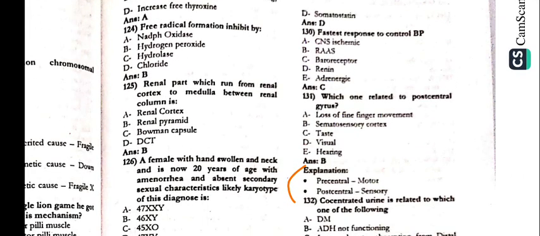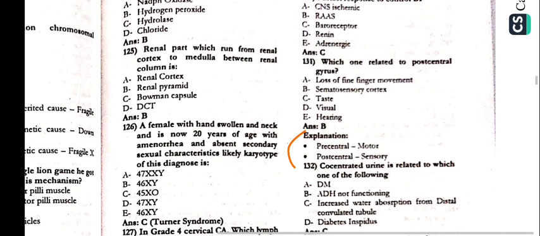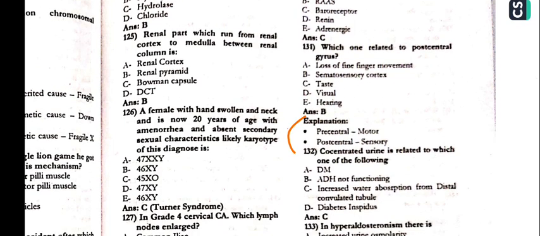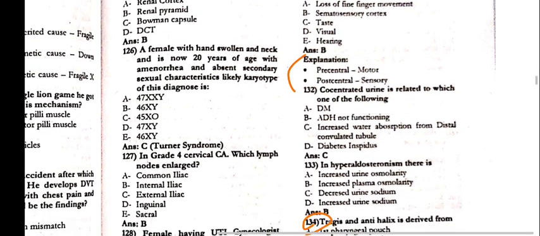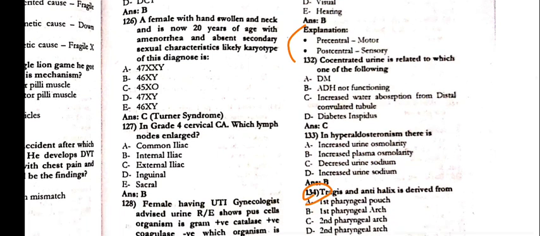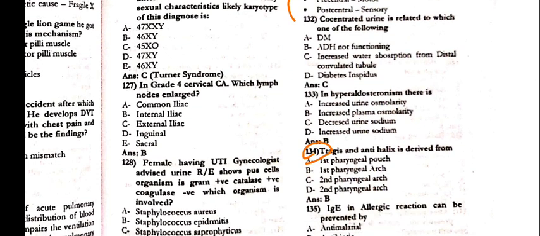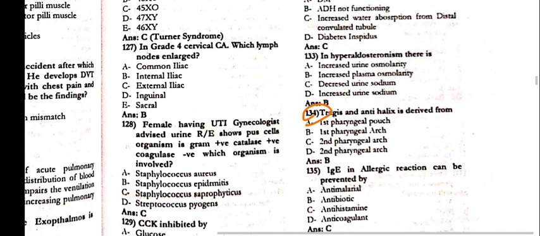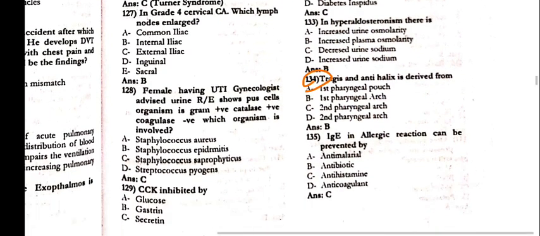130. The fastest response to control the BP will be by the baroreceptors. 131. Which one is related to the post-central gyrus? That is the somatosensory cortex. 132. Concentrated urine is related to which of the following? Increased water absorption from the distal convoluted tubules. 133. In hyperaldosteronism, there is an increase in plasma osmolality.